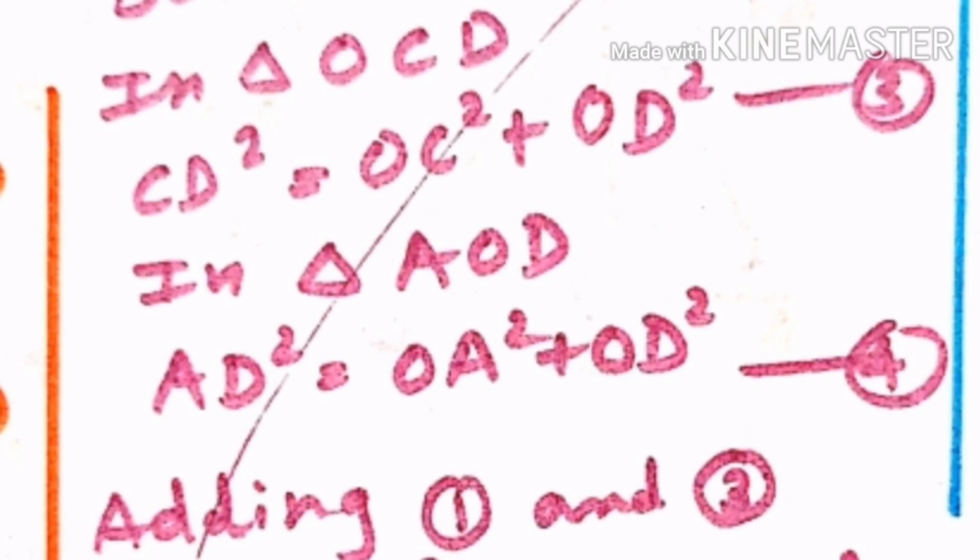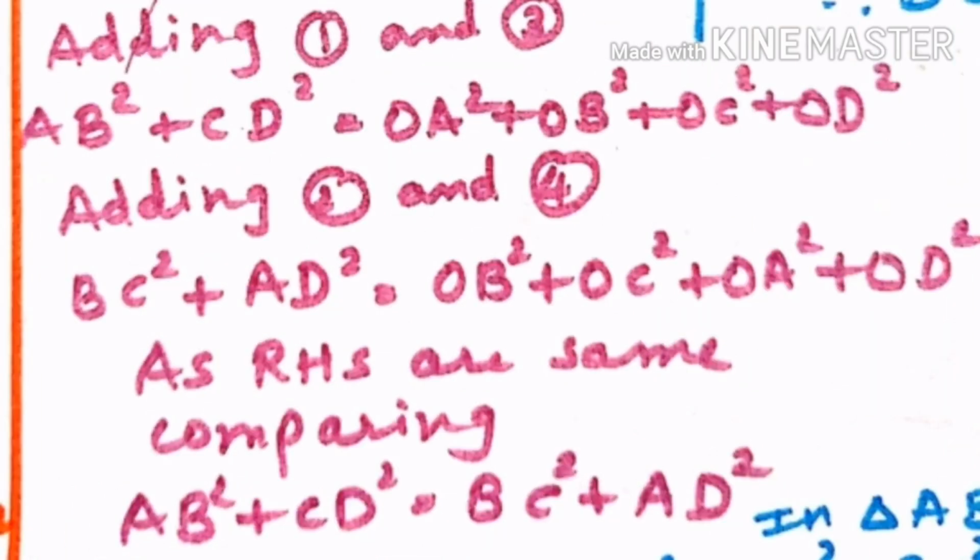Now we are adding 1 and 3 to get our result, because the left hand side of the result is AB square plus CD square. So accordingly we are taking 1 and 3. So AB square plus CD square, which are the left hand sides of 1 and 3, is equal to OA square plus OB square plus OC square plus OD square. Okay, and now adding 2 and 4 accordingly. Why? Because the right hand side of our result is BC square plus AD square, which is equal to OB square plus OC square plus OA square plus OD square.